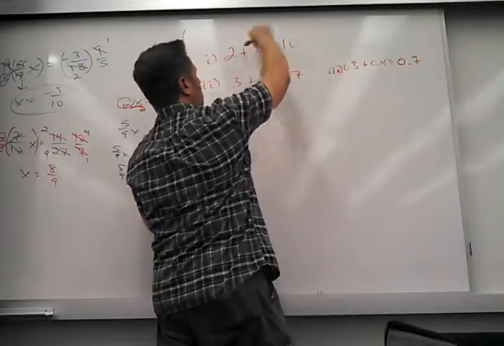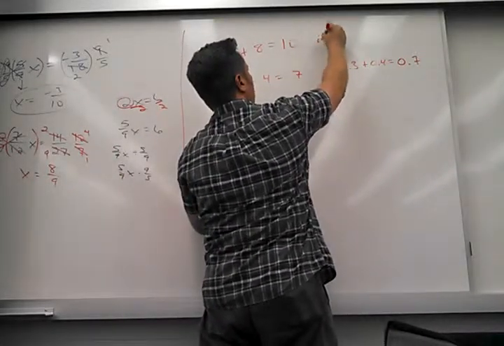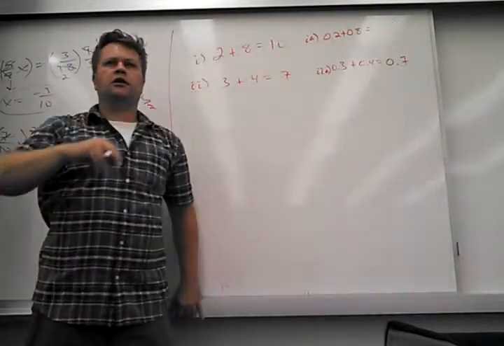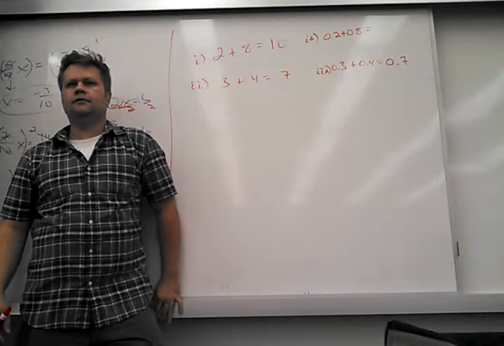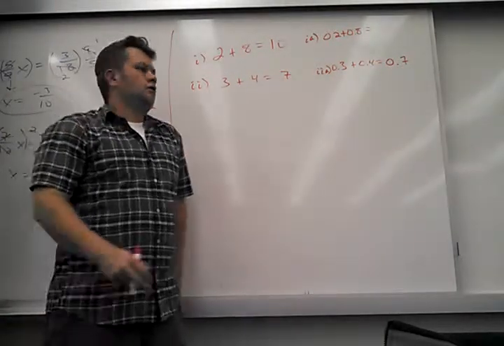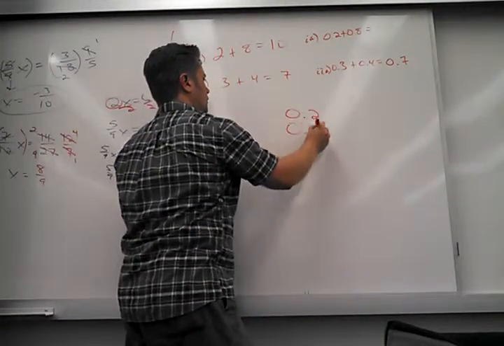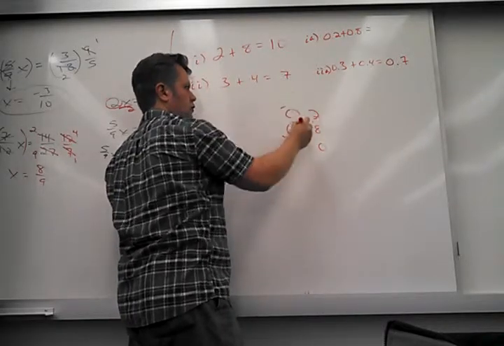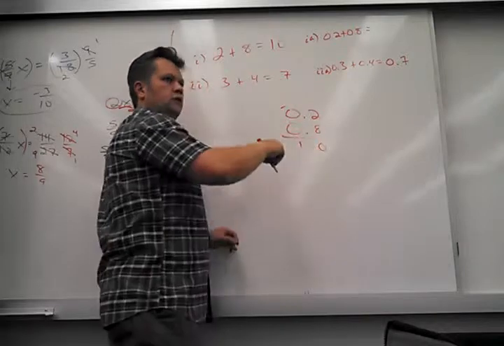Now, what happens when I do 0.2 plus 0.8? This is where I get people telling me it's 0.10, which doesn't make any sense. It's 1. So what really happens here? 2 plus 8 is 10, so you have the 0, carry the 1, and the decimal point is right there, right?